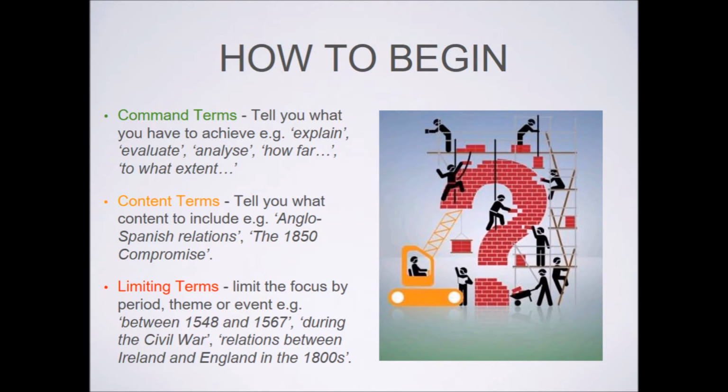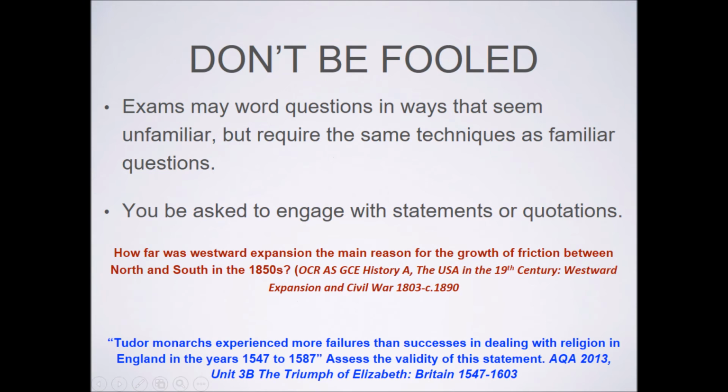The third are limiting terms, which work in conjunction with the content terms to focus your answer either by geography, time period or event. For instance, a question may ask you to discuss the impact of the Black Death between the period 1348 and 1349 and focus on London. However, even though your focus may be on London, it is important to bring in surrounding contextual information.